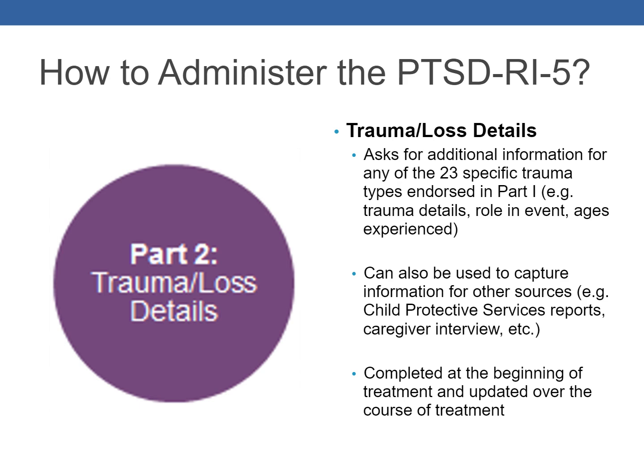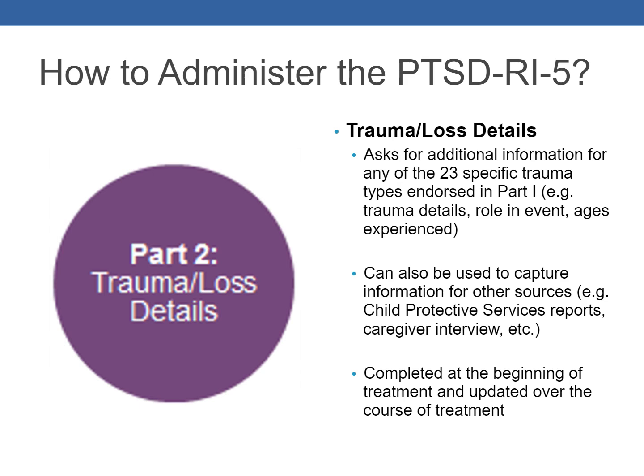Once the Trauma and Loss Screen is completed, the next section to be completed is the Trauma and Loss Detail section. When a client or caregiver endorses any of the 23 trauma types on Part 1, the Details section includes additional information pertaining to the trauma type, such as the ages at which a particular trauma type was experienced, the client's relationship to the perpetrator if there was one, etc.